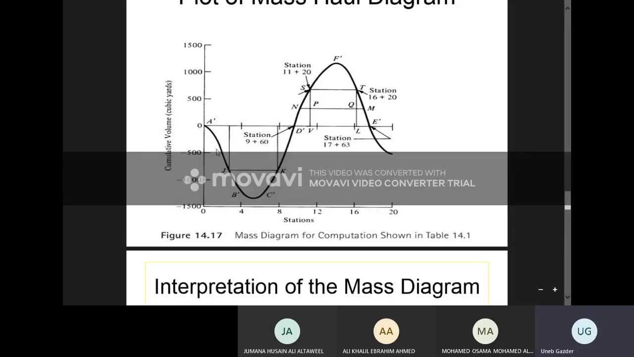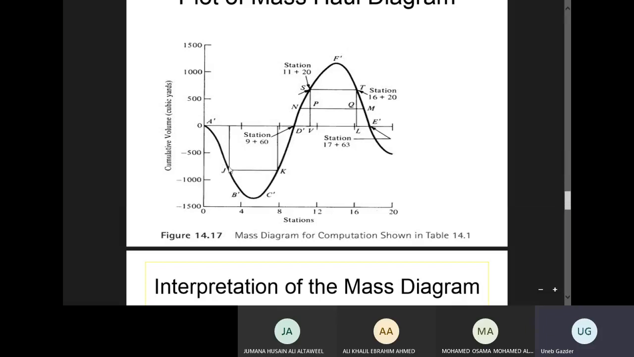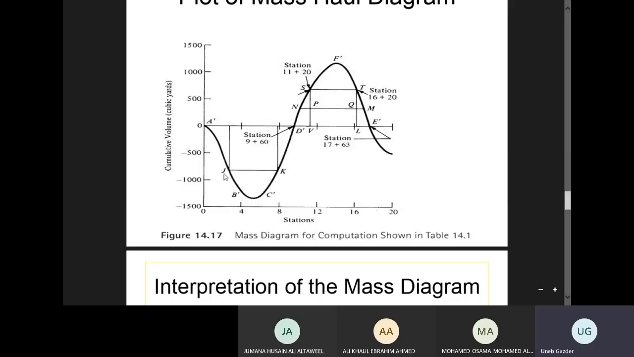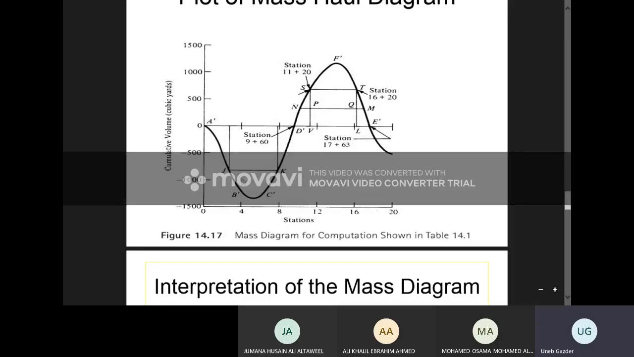Okay. Now if you look at J, what is happening? The diagram is going downward. When it is going downward, we are having fill sections. So the ordinate at J is basically a fill quantity. And if you look at K, the slope is going upward. When it is going upward, the quantity is what? Cut quantity. So the ordinate at J and the ordinate at K are equal, but they are in two different directions. This one is downward, this one is upward. Downward is fill, upward is cut. So this one is fill and this one is cut. Okay. So J and K also become a balanced line.